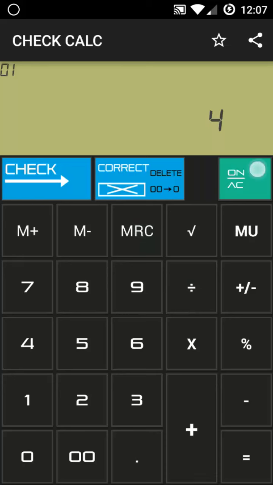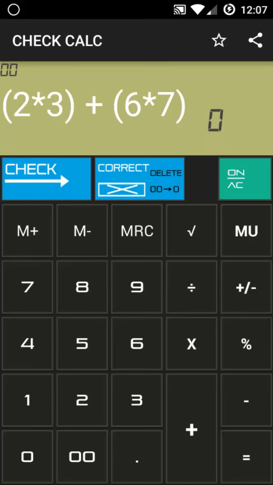So you may be wondering what are the applications of these buttons. These buttons mainly come into use when there are operations like multiplication and division combined with addition and subtraction. Basically, there is operator precedence involved in the operation. For example, if you want to perform 2 into 3 plus 6 into 7, you cannot directly input these numbers because if you do so, you will get a wrong answer.